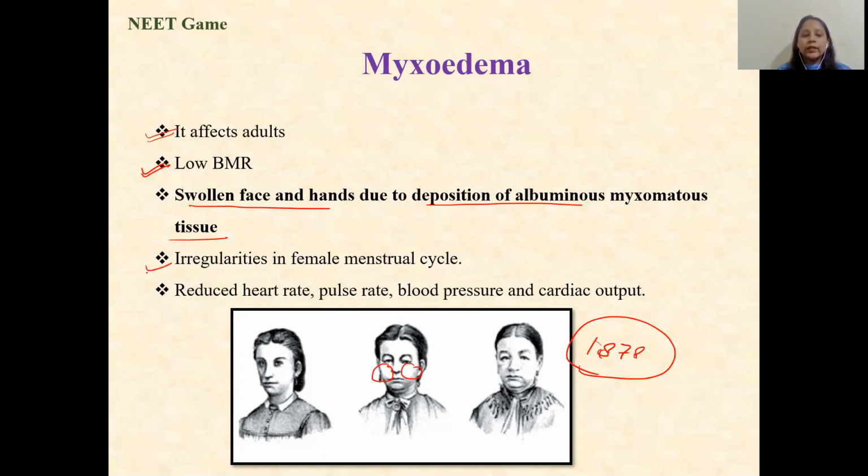It causes irregularities in the female menstrual cycle, reduced heart rate and pulse rate. So definitely your blood pressure and cardiac output will be affected. So what is the unique feature here? The unique feature is the swollen face and hands, and it affects the adults. Generally, questions are asked based on those features which are not common between the two diseases. So that makes the question unique and important also.